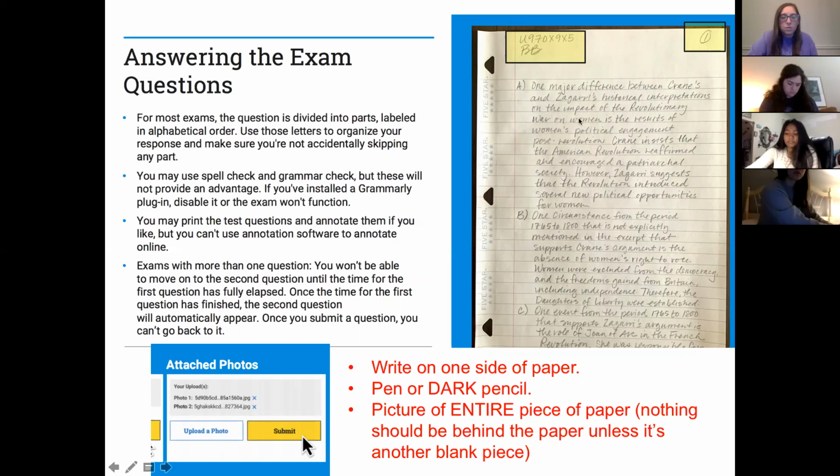And the bottom left-hand corner, that's what the attachment of photos looks like. They must be a JPEG, no HEIC, but I noticed everyone did well with that on the AP practice exam. None of the wrong forms. And you can upload multiple files and then you have to hit submit. Just a couple notes: write on one side of the paper, don't write on both sides. Pen or dark pencil, and a picture of the entire piece of paper. So nothing should be behind the paper unless it's another blank piece of paper, but no notes behind it or anything like that.